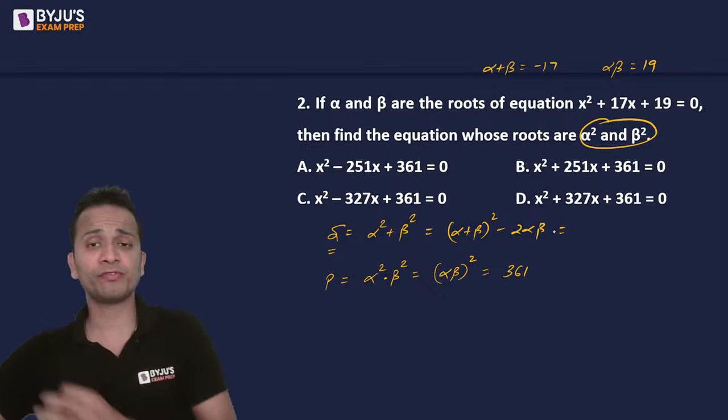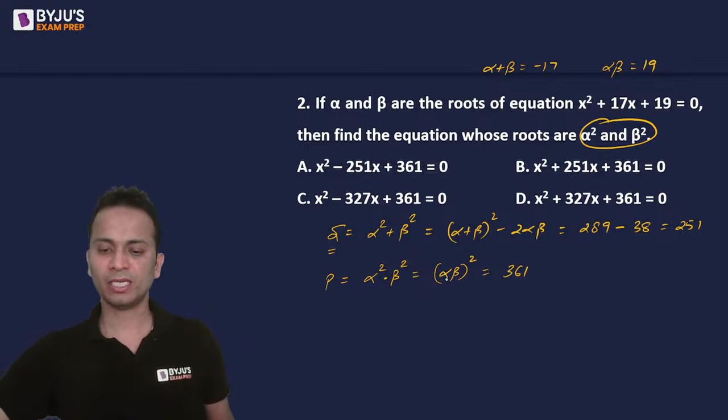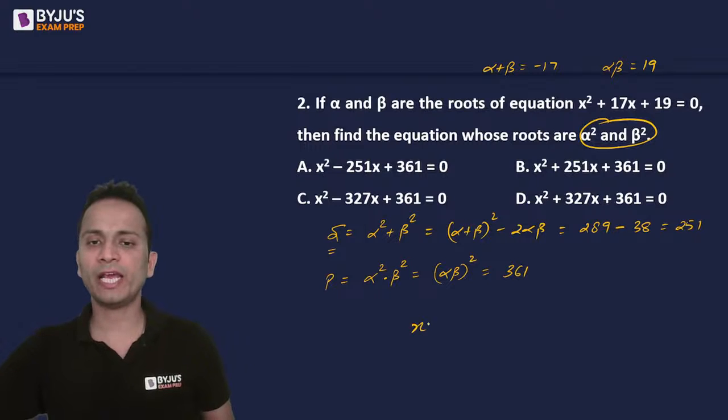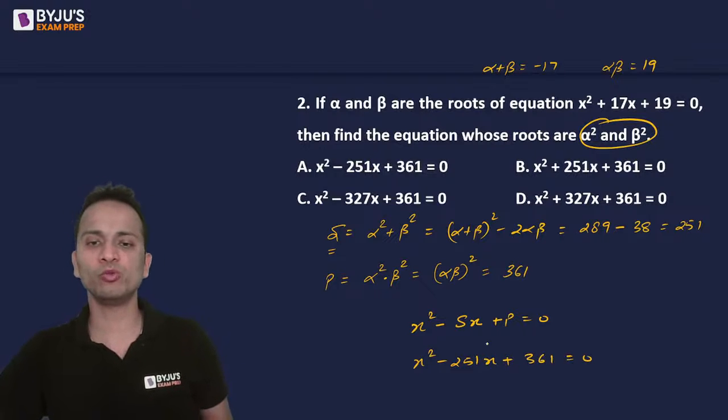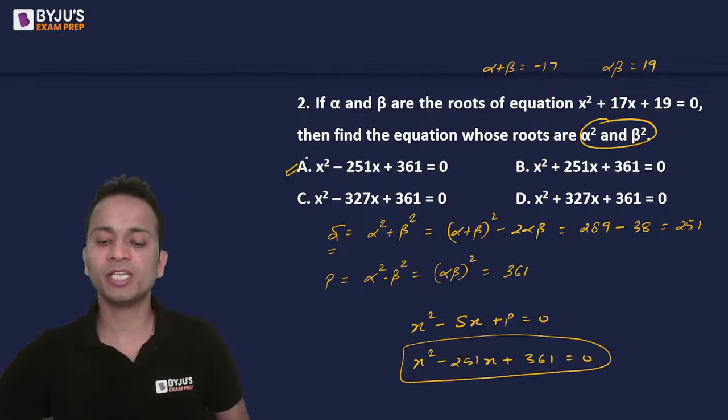I'll also write the value of the sum of the roots. So minus 17 whole square is 289, minus twice of 19, that is 38. Okay, so this value will come out to be 251. Now writing the equation, which is x square minus sum of the roots into x plus product of the roots equal to 0. So x square minus 251x plus 361 equal to 0 will be the answer of this question. So the correct answer should be option A.